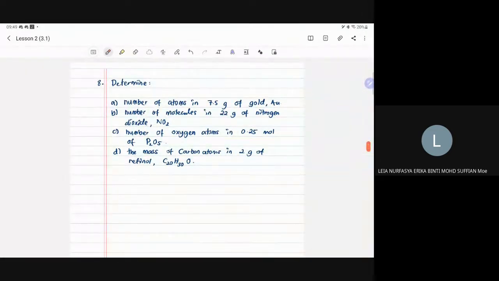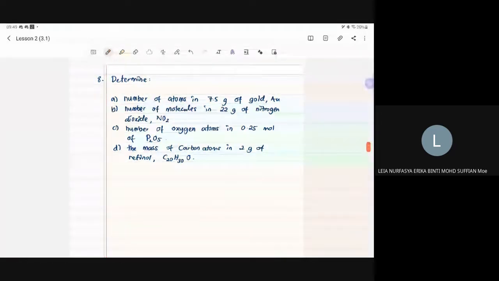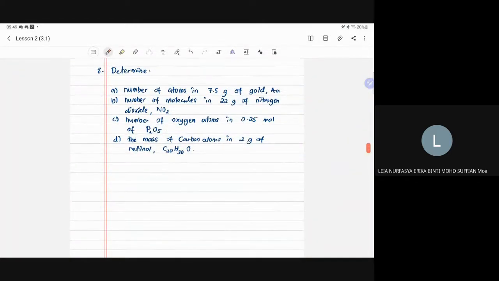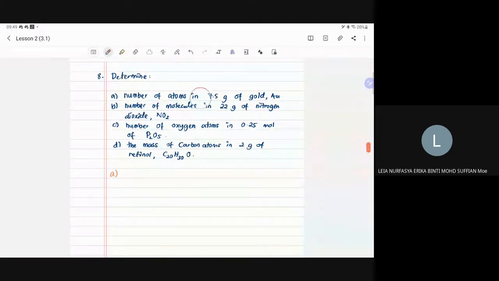Okay, so now let's have a look at the answers. I believe kamu semua dah sempat jawab. So kalau tengah jawab lagi, boleh stop lah. Focus on the screen. Let's have a look at how we can answer the questions. Soalan A. Determine the number of atoms in 7.5 grams of gold, Au.